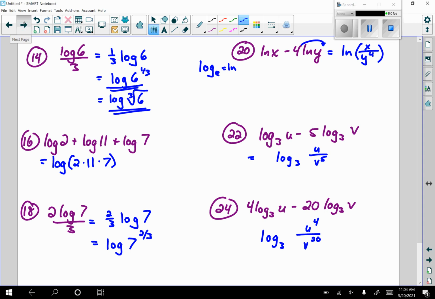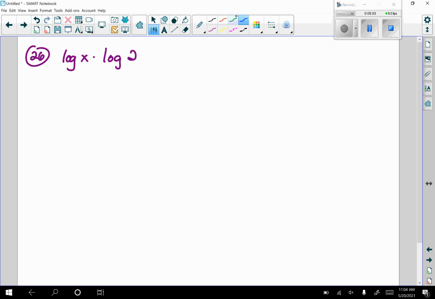And then number 26 was under the critical thinking question. So if you look back at the three properties, this is expanded form. We did not have a property that said log base b of m times log base b of n. There is no property that says we could do anything with this. So this cannot be simplified any further. If it said log x plus log 2, then we would be able to say it's log of 2 times x.